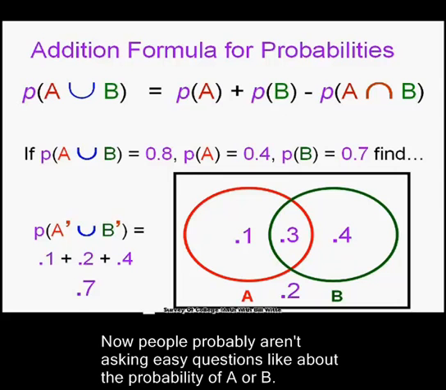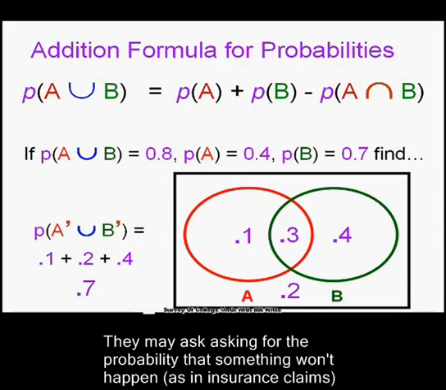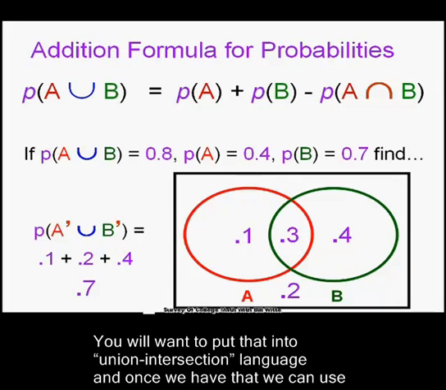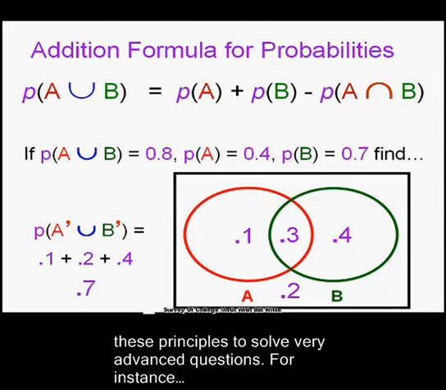So we can do all kinds of crazy manipulations. And why would you want to do that? Well, people probably aren't going to ask you about A and B, whatever. They're going to ask what is the probability that this won't happen? Or what is the probability that this won't happen and this will happen? Or that kind of thing. And you'll have to put it in union and intersection language. But once we have it, we can use these principles to solve that.